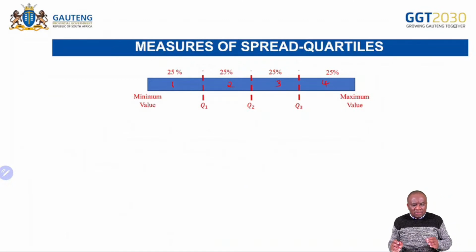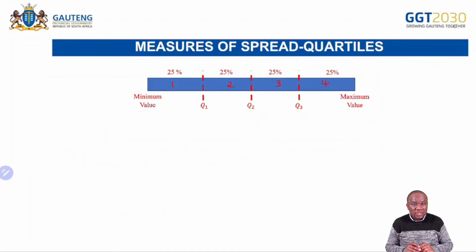You see? So now, between the minimum value and Q1, the lower quartile, we have 25% of the data set. Between Q1 and Q2, lower quartile and median, we have 25% of the data set. Between Q2 and Q3, we have 25% of the data set. And between Q3, which is the upper quartile, and the maximum value, we have 25% of the data set. If I may ask, how many percent do we have between Q1 and Q3?